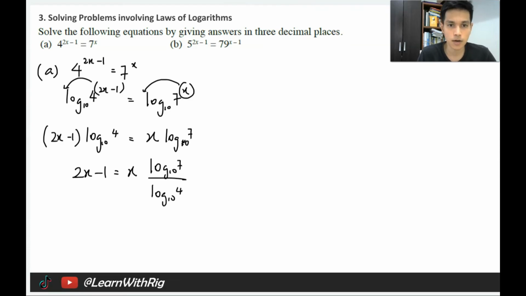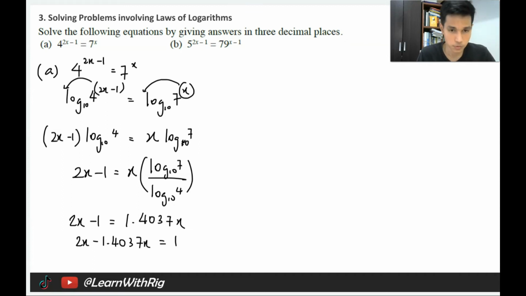Okay, so when you count this in your calculator, you should get 2x minus 1 equals 1.4037x. Okay, so now you can rearrange. So 2x minus 1.4037x equals 1. So you get 0.5963x equals 1. So what is the x value? The x value should be equal to 1 over 0.5963. So I straight away write the answer. You should get 1.677. This is your answer.